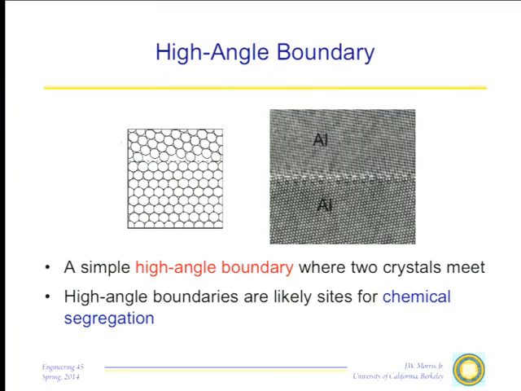High angle boundaries, unlike low angle boundaries, are particularly likely sites for chemical segregation. If I have a high angle boundary, then along this boundary, things don't fit very well.